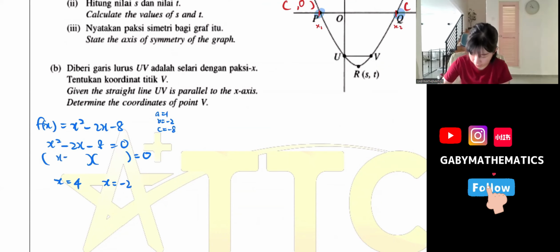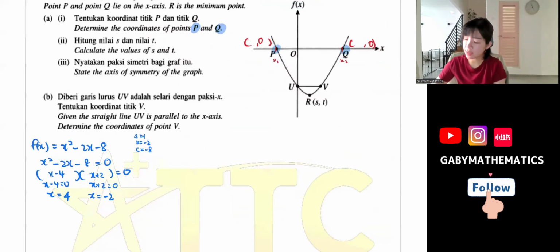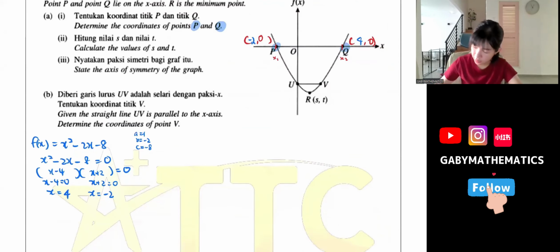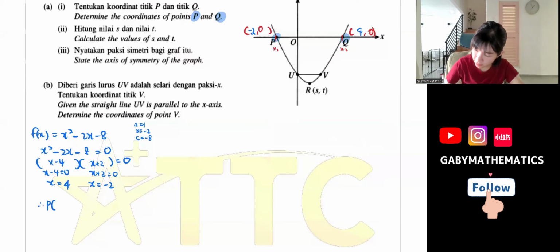So, reversed, (x minus 4) equals 0 and (x plus 2) equals 0. So we get a positive and a negative answer. You know that P must be the negative answer because it's on the left side of 0. So it's -2, and then Q is 4. Okay, conclusion. Our P coordinate is (-2, 0) and our Q is (4, 0).